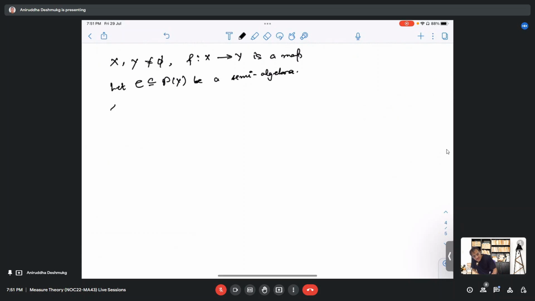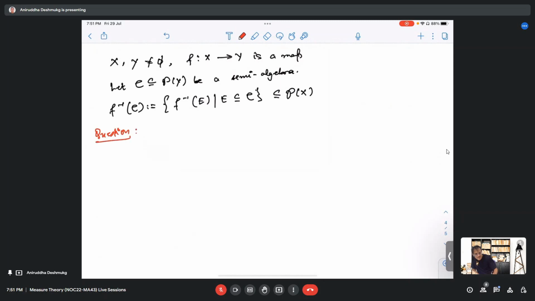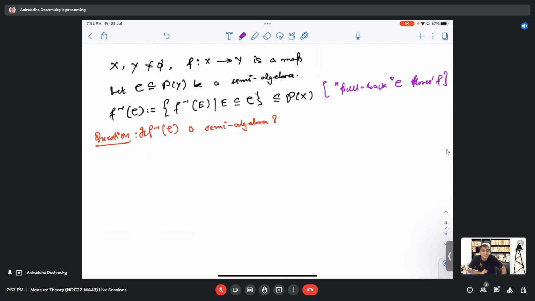So then let us define f inverse C as the collection of all the pre-images of the sets of C. So this is a collection of subsets of X, right? So the question is whether this is a semi-algebra. Is f inverse C a semi-algebra? So essentially what I am doing is I want to pull back C through my function. Okay, so what do you think? Is this f inverse C going to be a semi-algebra?